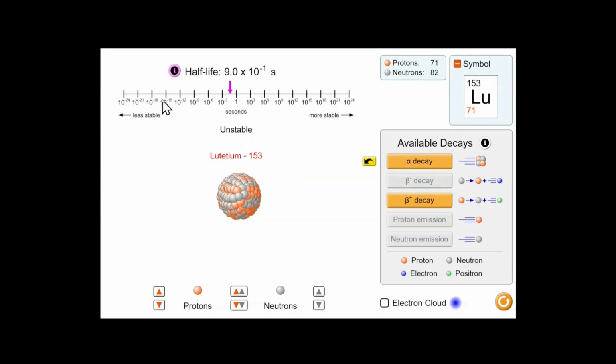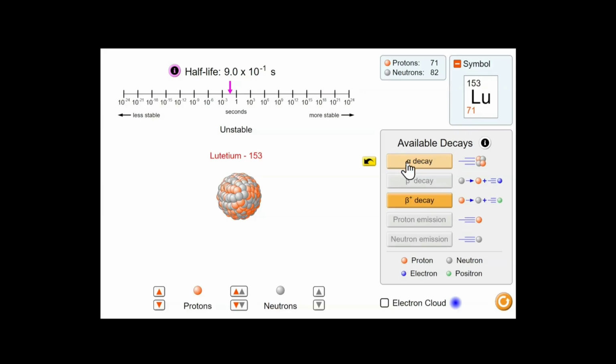And this is getting more and more stable. So if you notice, this is moving up here in terms of stability. So now it is lutetium 153. Now we have 2 courses of action that are available to us. We're not going to use beta plus decay. We're going to have alpha decay again.